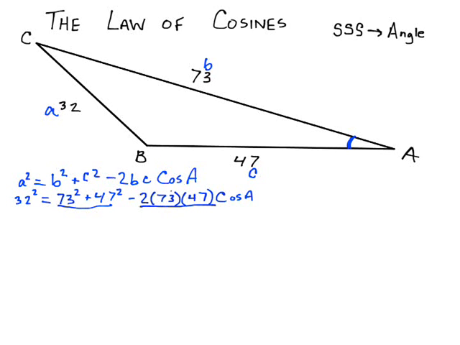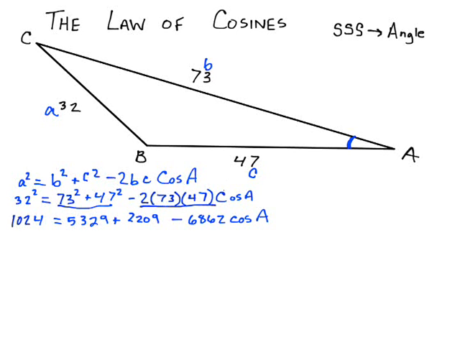So let's start by doing all of the multiplying. 32 squared is 1,024. 73 squared is 5,329, according to my calculator. 47 squared is 2,209, minus 2 times 73 times 47, which is 6,862, times the cosine of A.